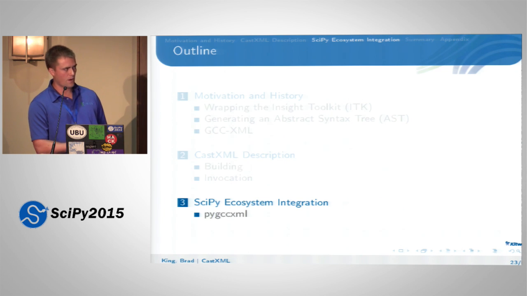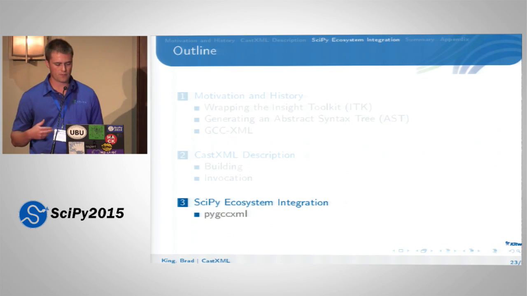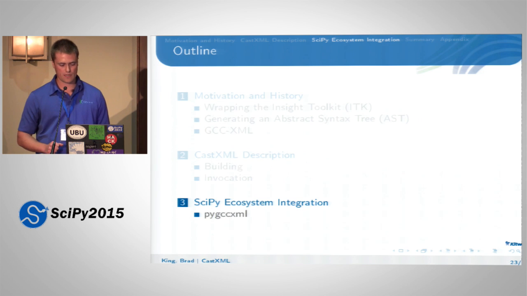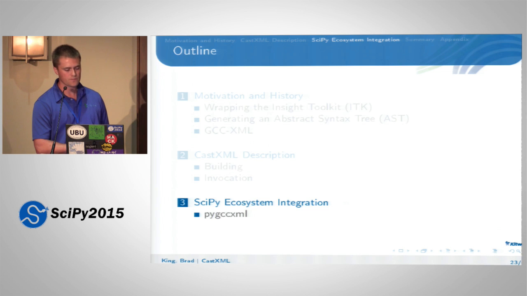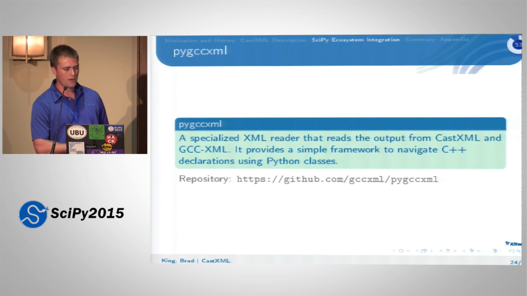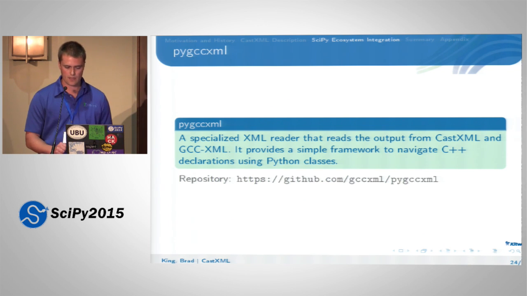And so it's not a full wrapping tool. You have to add other parts to the wrapping process. It's just this abstract syntax tree generator, and then you can choose whatever other wrapping tool you'd like to. Or you can just look at the output. Instead of looking at the XML output, there's a project out there called PyGCCXML. This project has been updated to not only process GCC XML output, but now CastXML. And so it gives you better data structures to work with than just the raw XML.